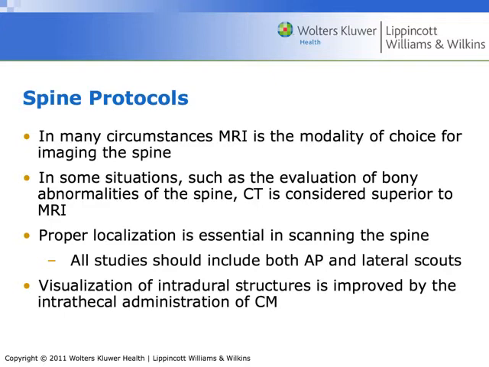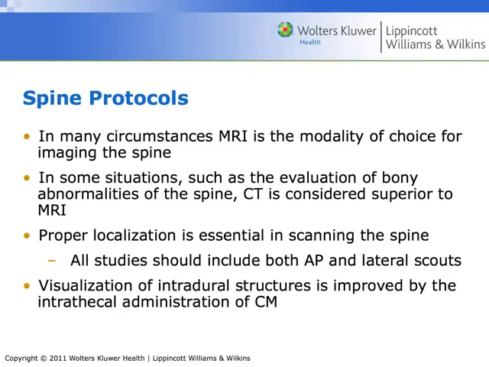Proper localization is really, really important for these scans, and we want to make sure that we scan an appropriate amount of information above and below the area that we're interested in. For instance, if we're doing the L-spine, we're going to make sure that we can see false ribs so that we know that we're at T12, and we want to scan through the sacrum. So that we include all the important anatomy. We don't want to clip any anatomy. We don't want to create a field of view that's so small that we clip a portion of the anatomy.